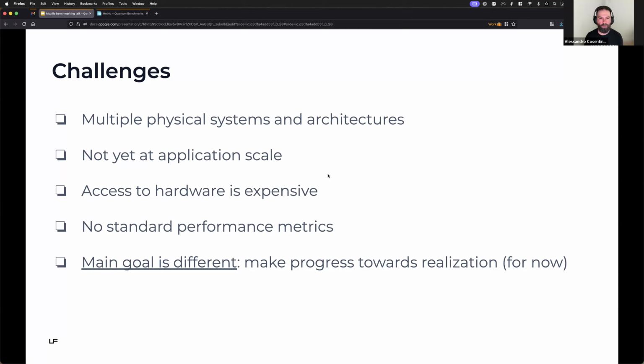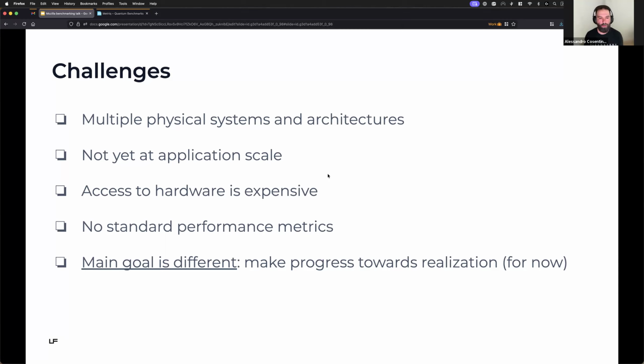We see early signs of that, but we cannot yet run things at application scale. We are probably not that far. The consequence of that is that there is not a very standard and agreed upon suite of performance metrics that everyone says, okay, let's just run those and everyone will be happy. So, and that's probably the biggest challenge.